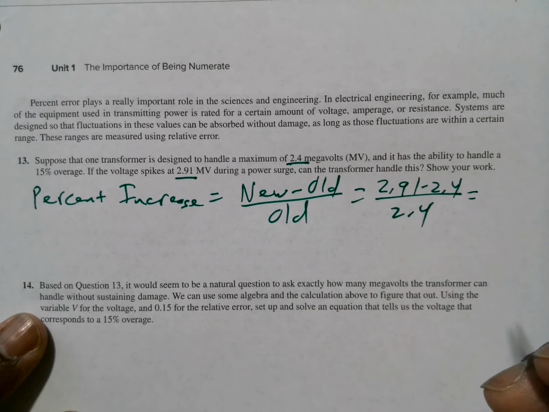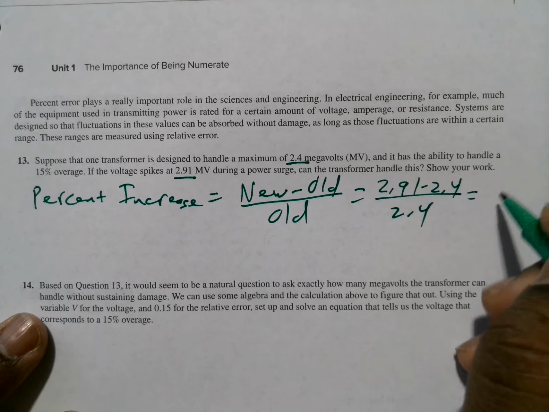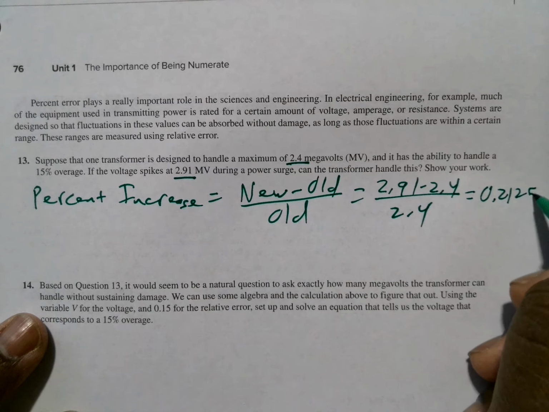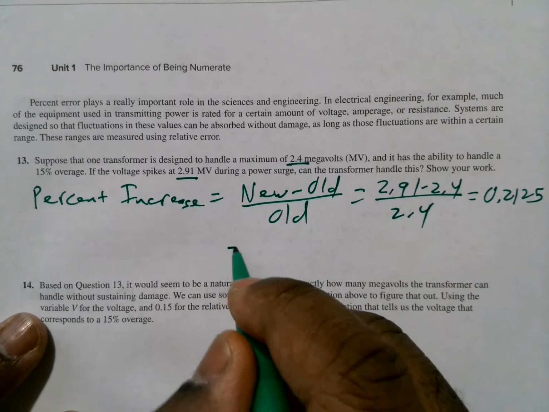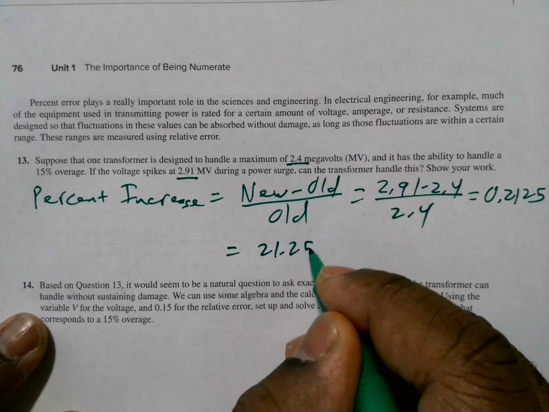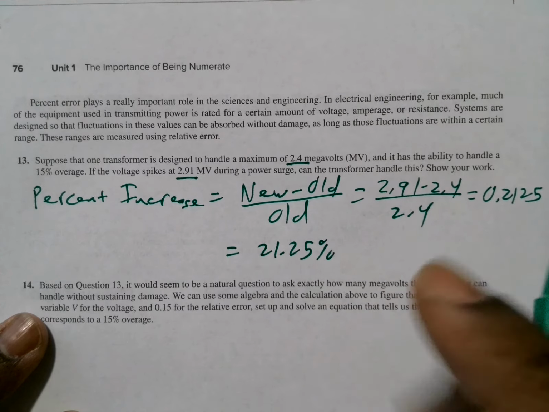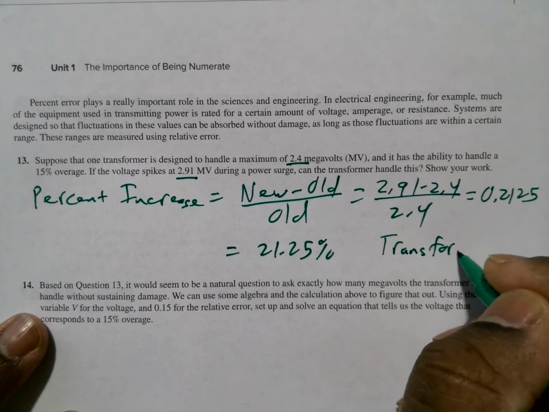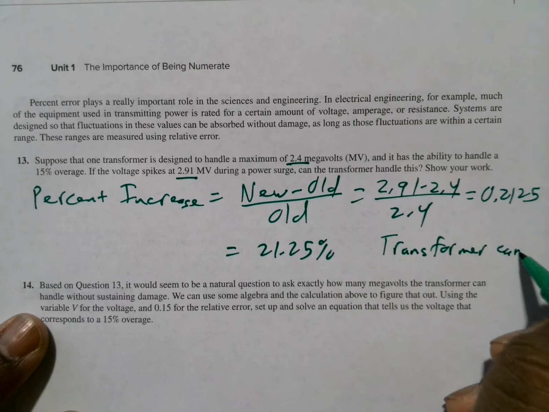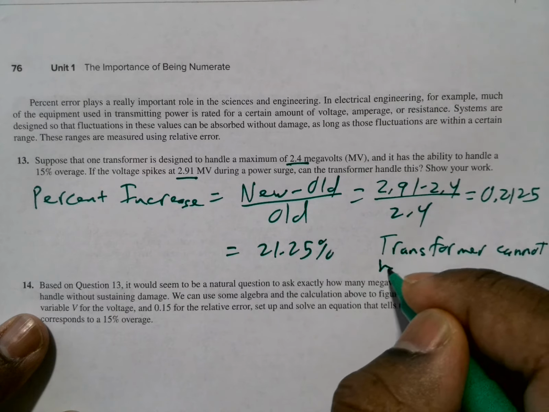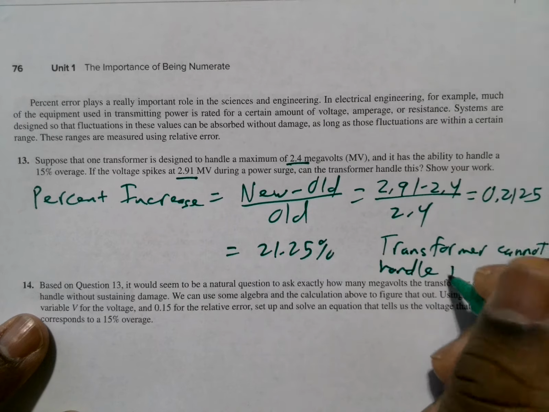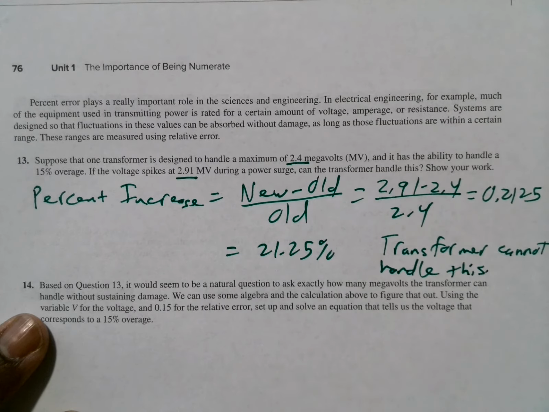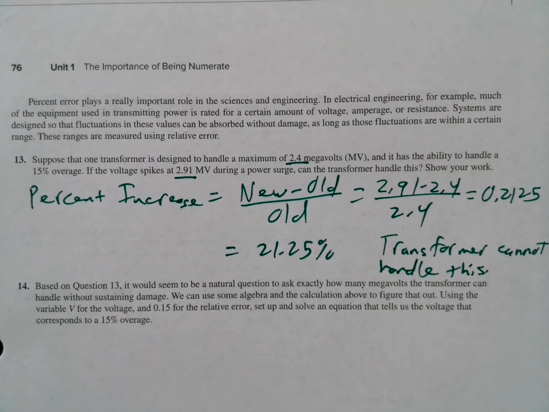Now when you put this in your calculator, it will give you the decimal 0.2125. When we write that out as a percent, it'll be 21.25%. So the transformer cannot handle this. Because remember, it can only do a 15% overage. This was 21.25% over, so it can't handle it.